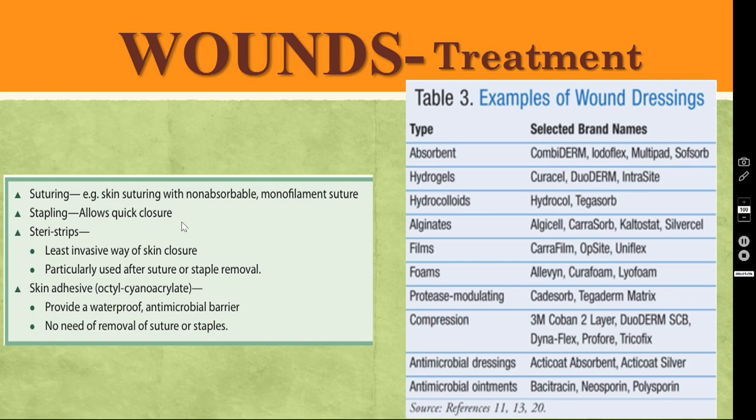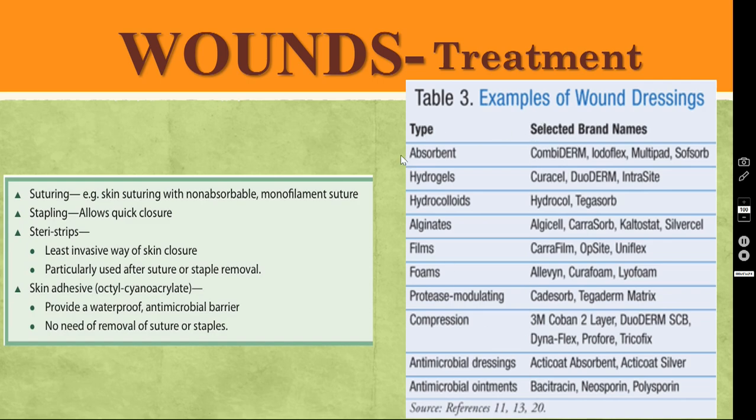That is the quick way of closure, or you can apply steri-strips. This is the least invasive way of skin closure, particularly used after suture removal or staple removal, okay, we can put steri-strips. Or we can use skin adhesive like cyanoacrylate. Yeah, this is a chemical. This you can apply so that the wound will be closed. Provide a waterproof antimicrobial barrier. No need of removal of suture or staples if you are using skin adhesive.